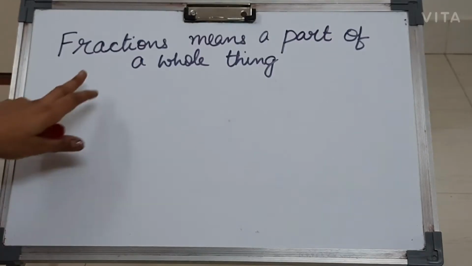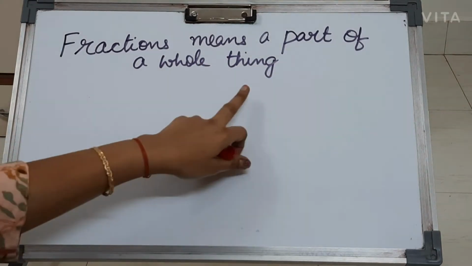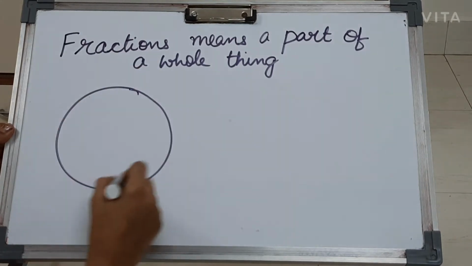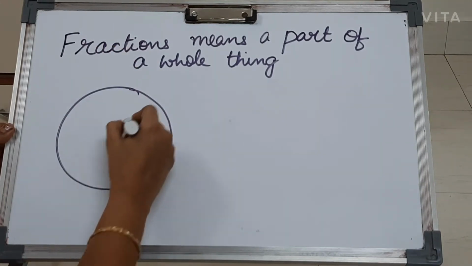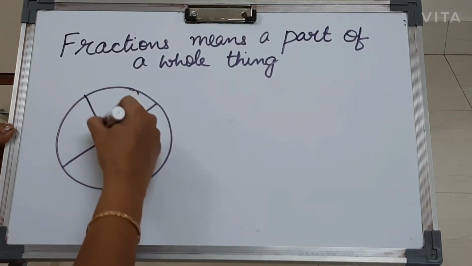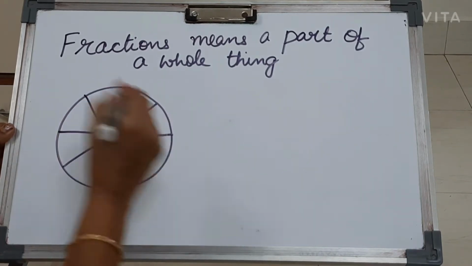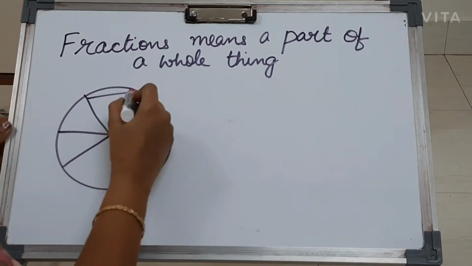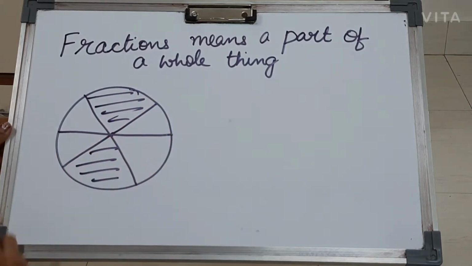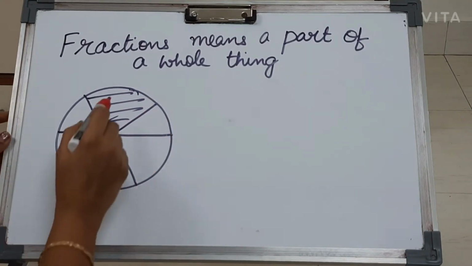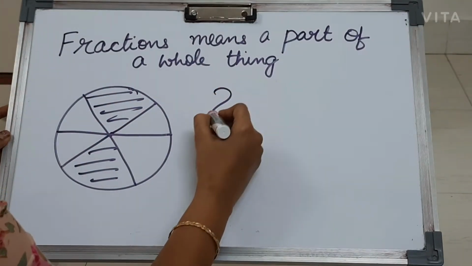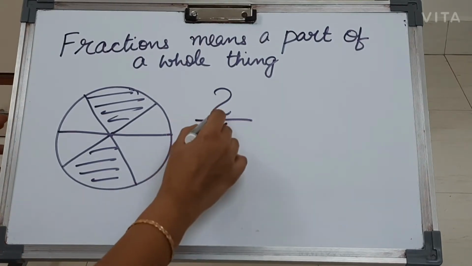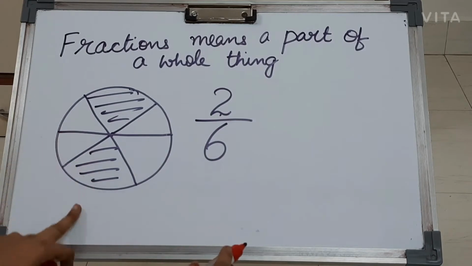So what is a fraction? A fraction means a part of a whole thing. Suppose this is a circle, so this is a whole thing, one circle. When I divide this circle into some parts, see, randomly I am dividing this circle into how many parts? 1, 2, 3, 4, 5, 6. 6 parts. If I shade this portion and this portion here, what is the fraction of the shaded part? That will be 2 divided by 6. It means out of 6, 2 is the shaded part. So 2 by 6 is the fraction for this.